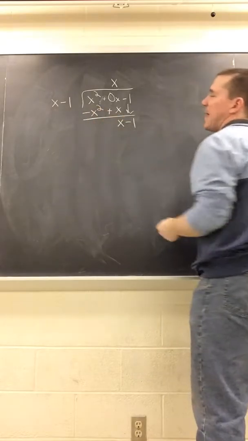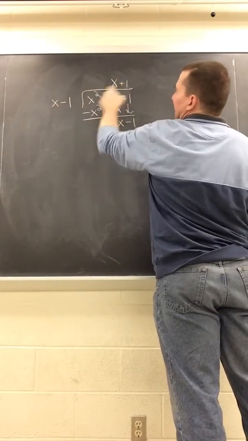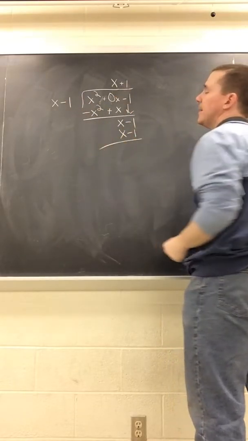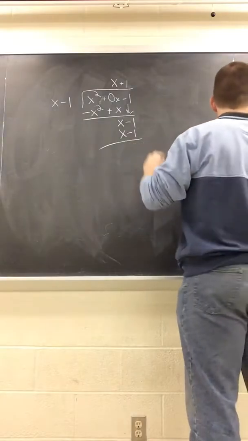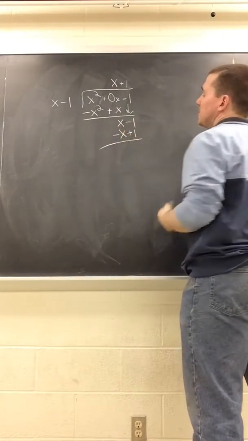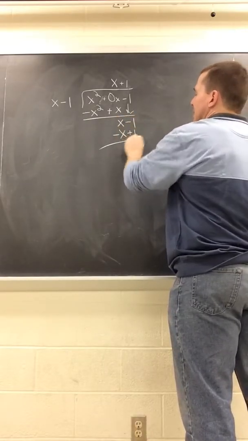What do you multiply x by to get x? 1. So put the 1 on top. Now multiply. 1 times x is x. 1 times negative 1 is negative 1. Subtract again, so switch the signs of everything. Positive x becomes negative. Negative 1 becomes positive. X minus x is 0. Negative 1 plus 1 is 0.